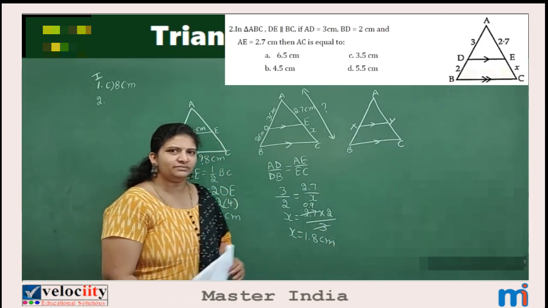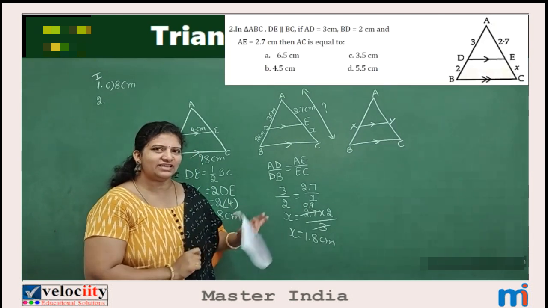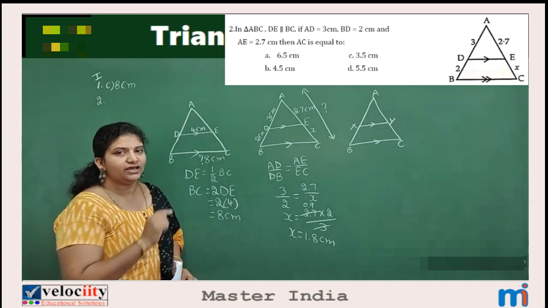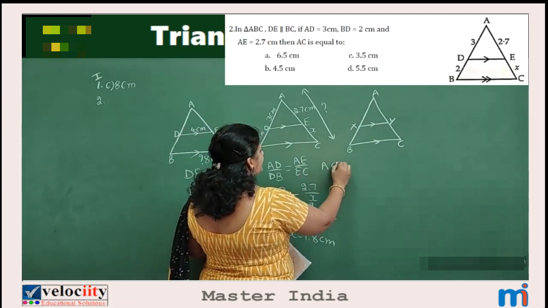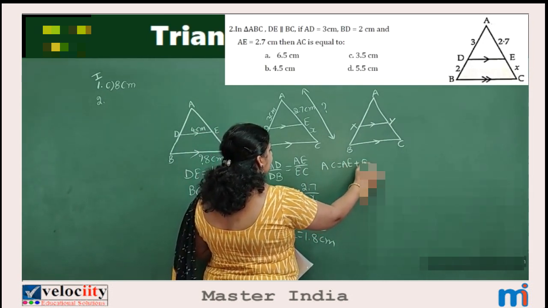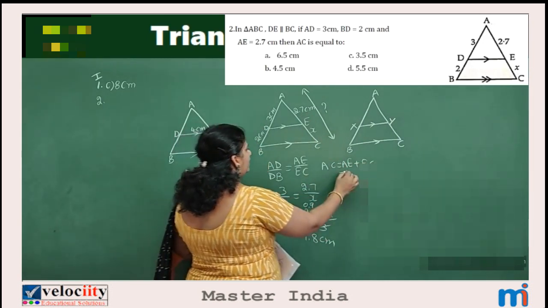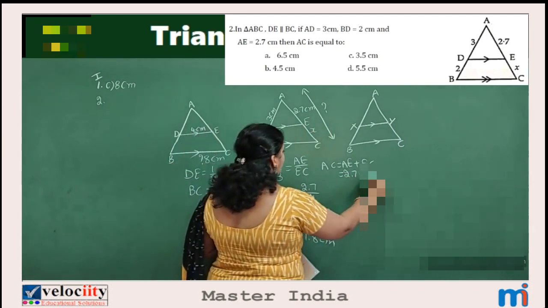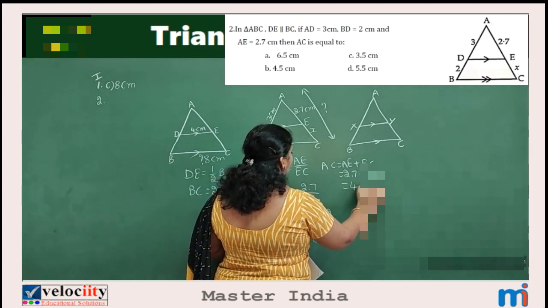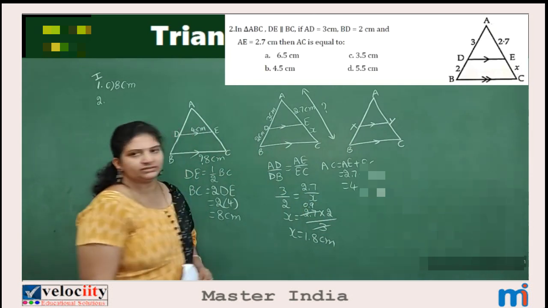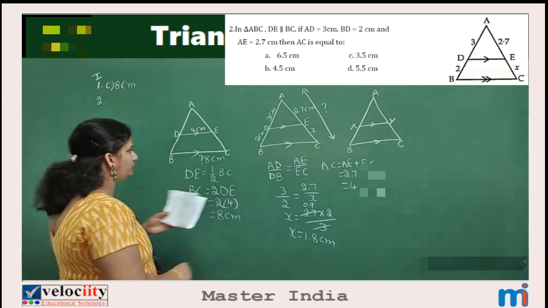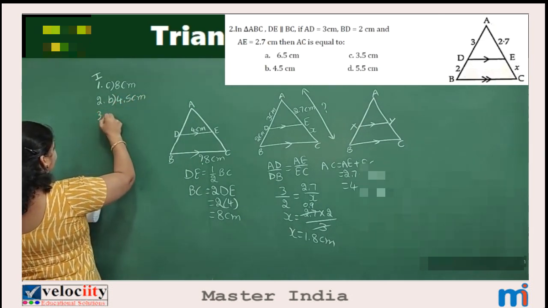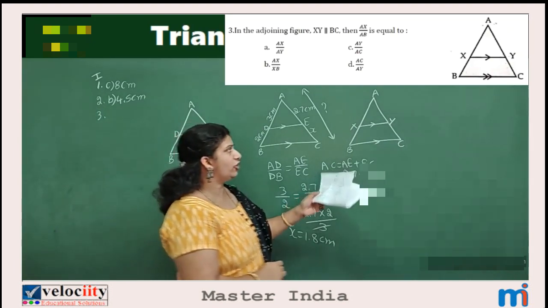Is your answer completed? Most of the children will end their answer here itself. But actually in your question they asked the AC length. What is AC? AC is nothing but AE plus EC. We know AE. AE is 2.7 and EC length is X. X means 1.8. That will be 4.5 centimeters. Check for the option. It is your option B, 4.5 centimeters.